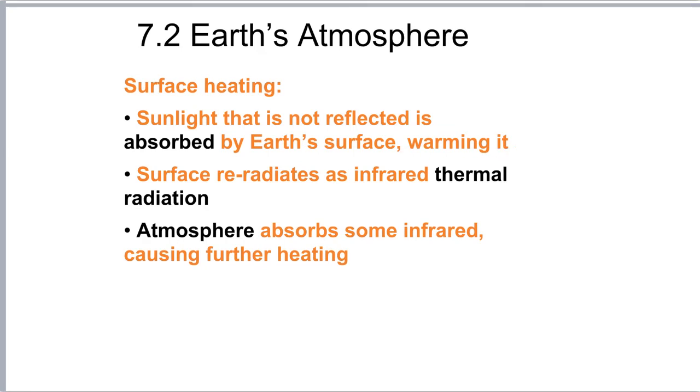Now, as we know, anything that has temperature radiates energy. So as the Earth's surface heats up, it re-radiates that energy back into space, but not as visible light like the sun, because the Earth is at a much lower temperature than the sun. It radiates as infrared thermal radiation, or radiation in the infrared part of the spectrum. The atmosphere then absorbs that infrared radiation, or at least a large portion of it, and that causes even more heating of the Earth.